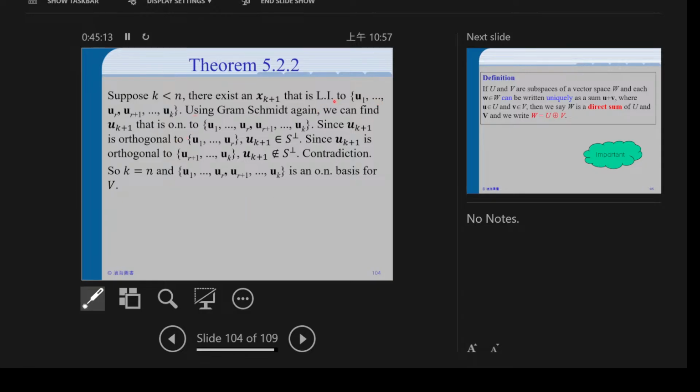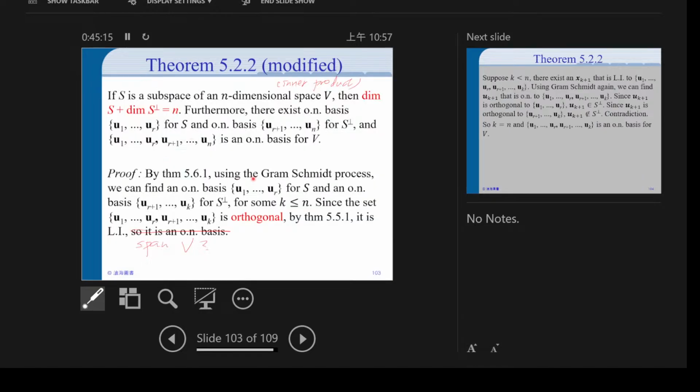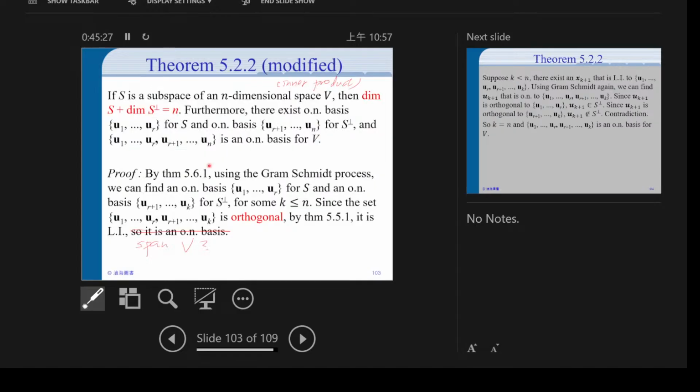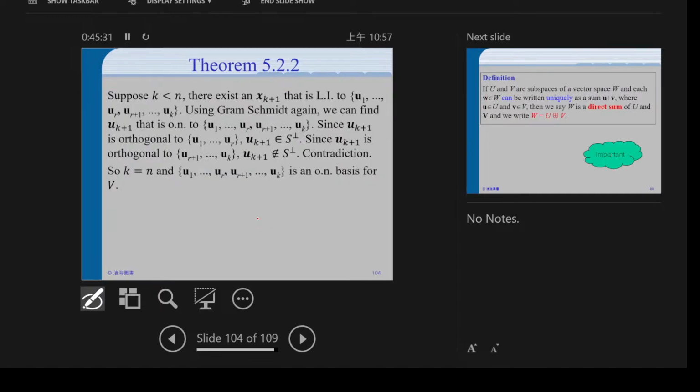Suppose we find this basis for S and the basis for S perpendicular, from u1 to uk, and we don't have a full dimension. I guess here is actually in the next page, so I will fix that later. We can find this x_{k+1}, and then by Gram-Schmidt we can make x_{k+1} into u_{k+1} that's orthogonal to everything.